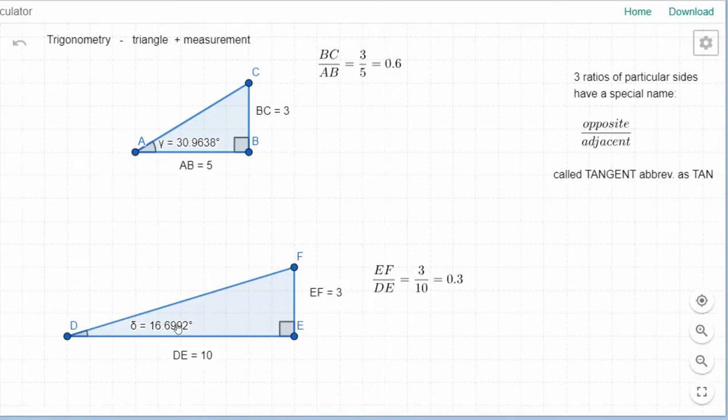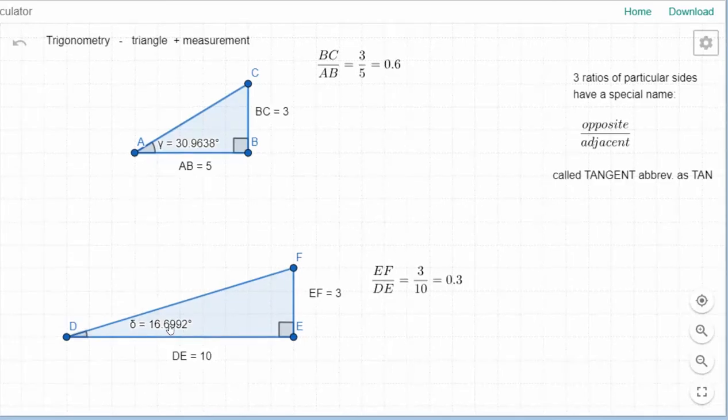The two triangles, and these are different triangles. You can see this is an angle 30.9. Down here this angle is about 16.69 something. What I want you to have a look at is the ratio here.